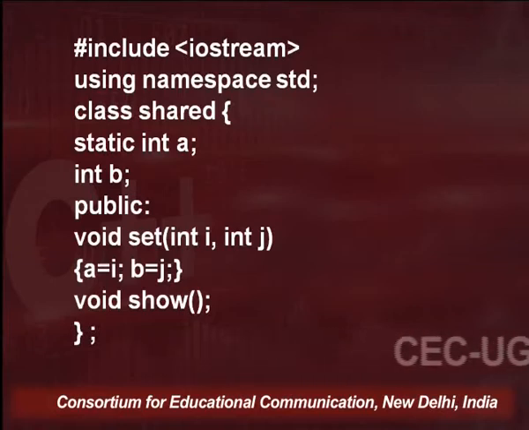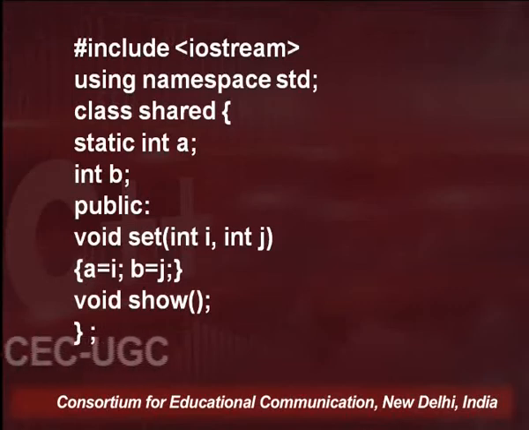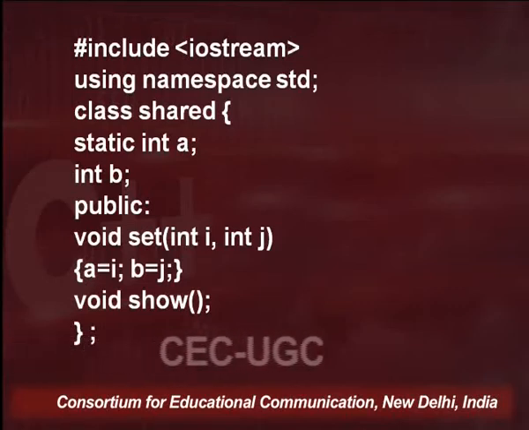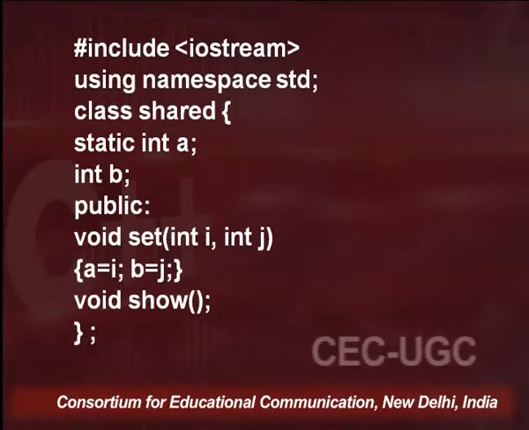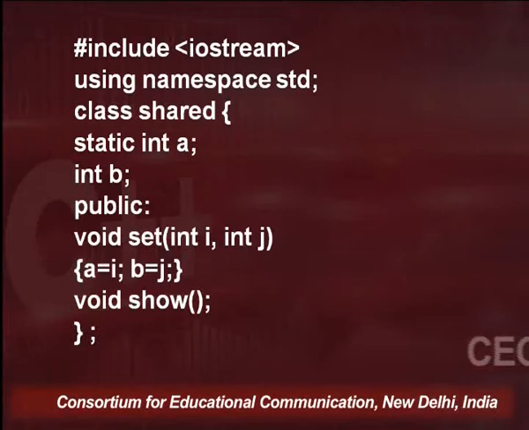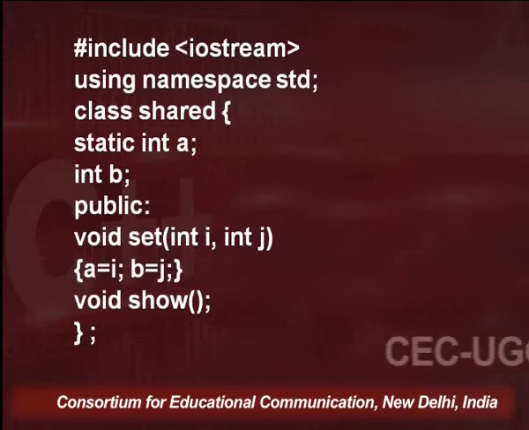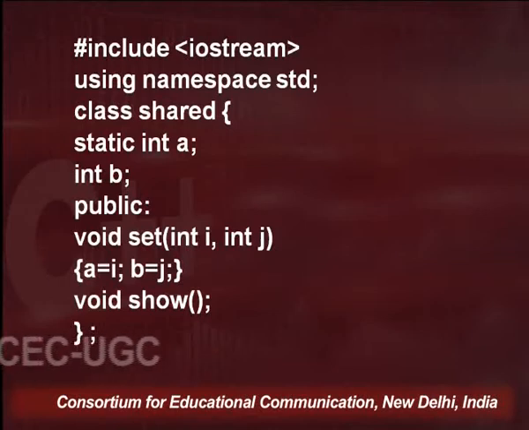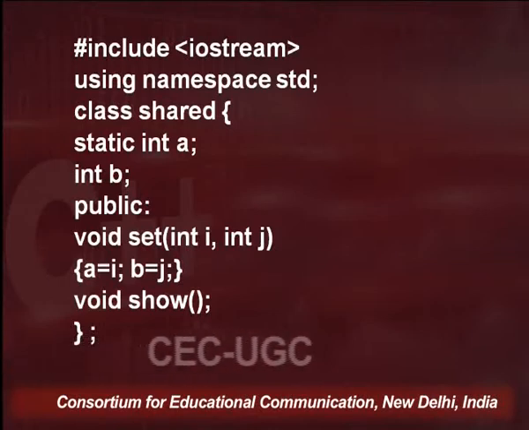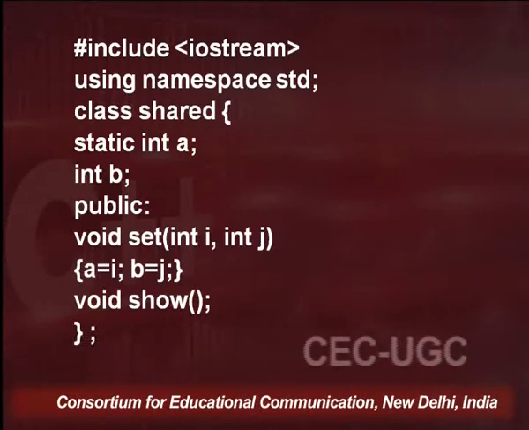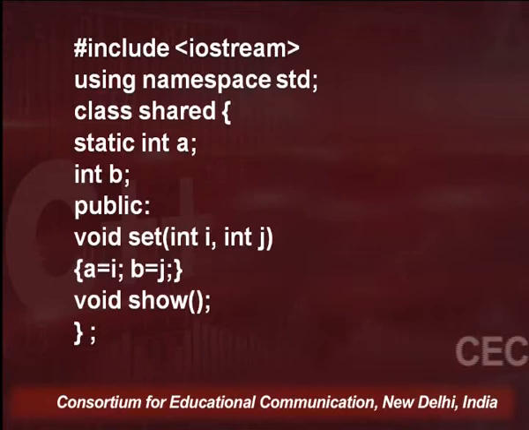Within the public section there is a function set which is taking two parameters i and j, and these two parameters are giving their own value to a and b, where a is a static variable while b is a normal variable. And then there is a declaration of the member function show, which is a non-parameterized function returning nothing, void basically.